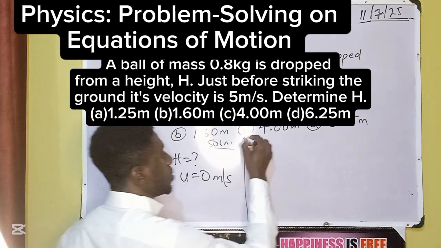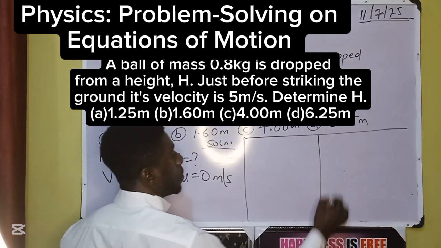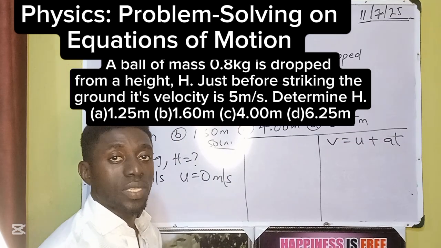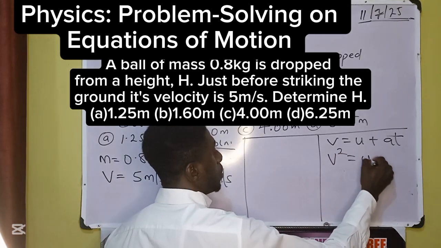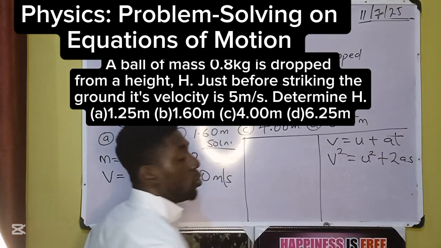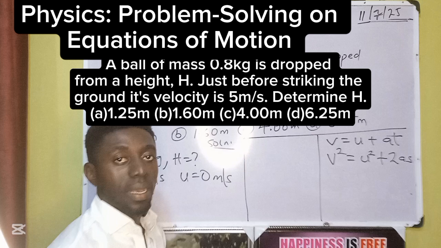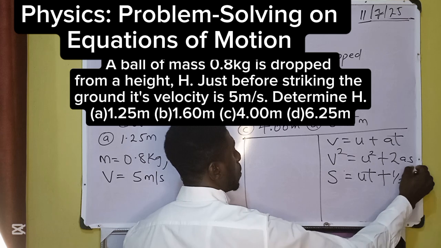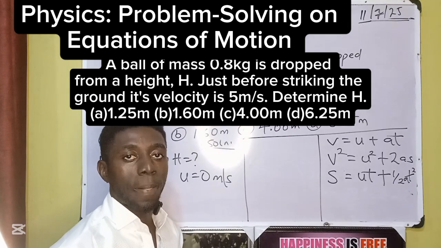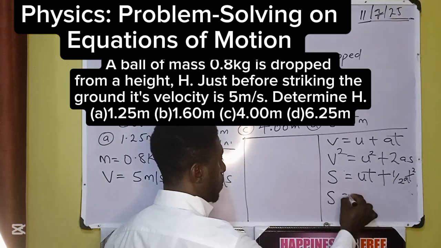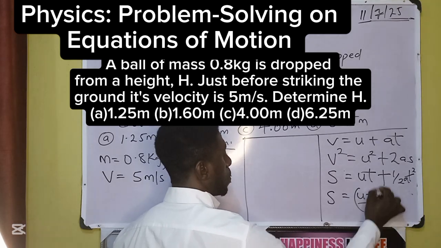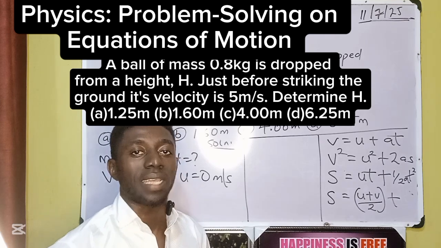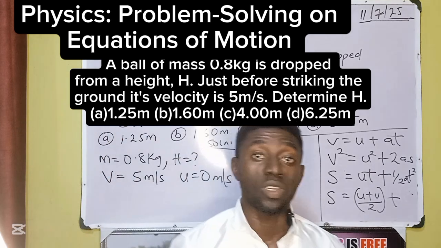The first one says V is equal to U plus AT. The second one says V squared equals U squared plus 2AX. The third one says X is equal to UT plus half AT squared. And the last one says X equals U plus V over 2 times time, average speed times time. Those are the 4 equations on the board.